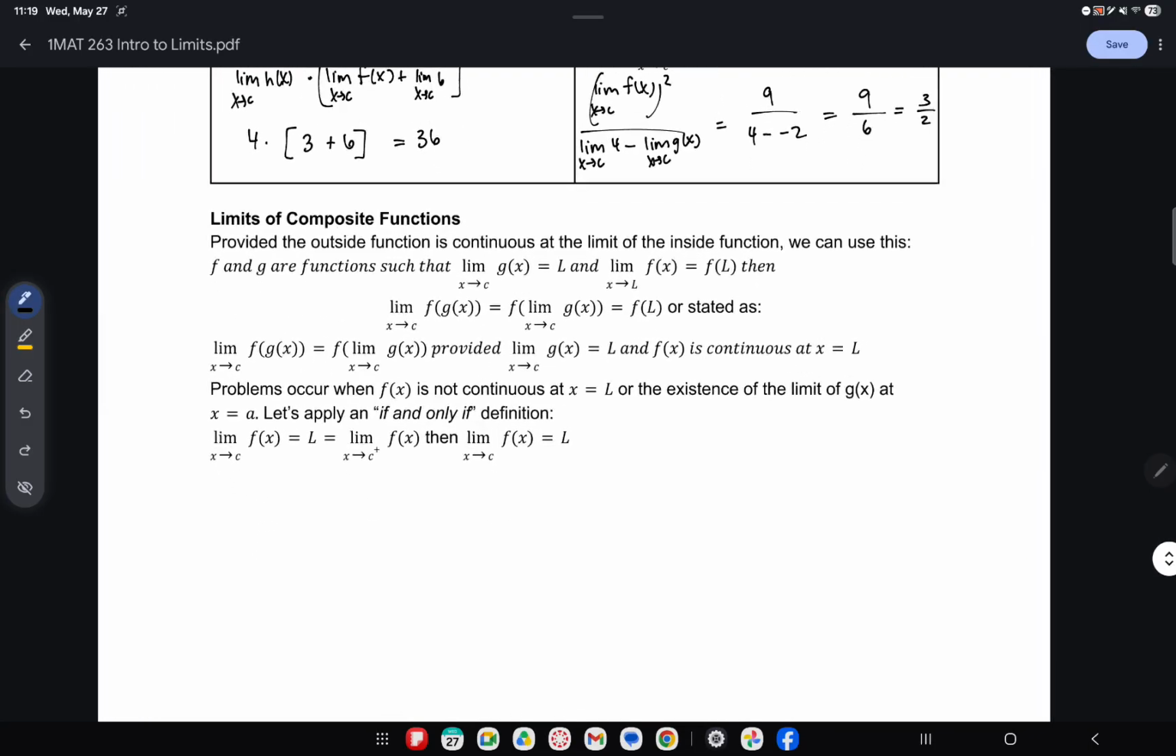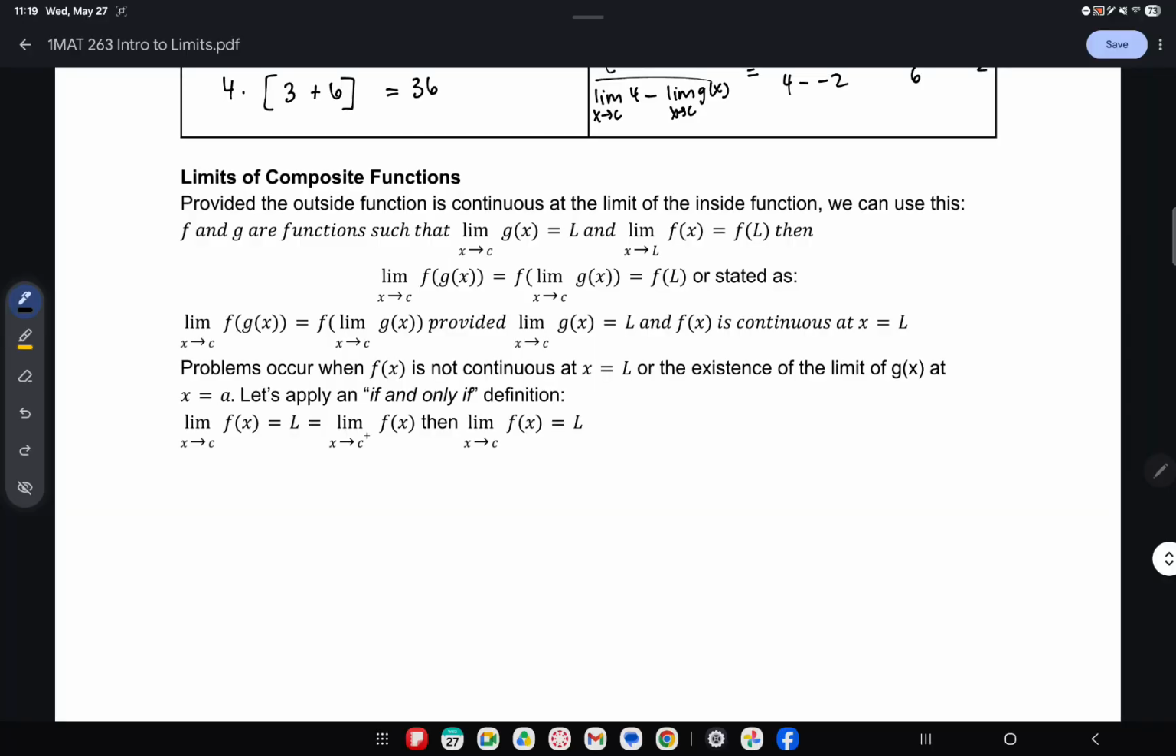All right, so I'm going to go a little bit further with the limit of these composite functions. Provided the outside function is continuous at the limit of the inside function, we can use this. So f and g are functions such that the limit as x approaches c of g of x is L. Remember, L is a real number. And then the limit as x approaches L of f of x is f of L. Then our composite, the limit of the composite, is f of L. A lot of words there.